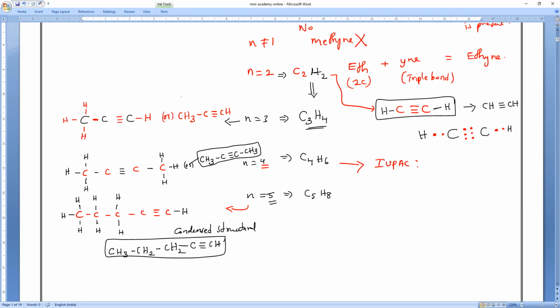Yes, please. N is equal to 3. What is the IUPAC name? Everybody start speaking. Tell me what you have written. Either you are right or wrong, you should verify. What is the IUPAC name from N equal to 3?